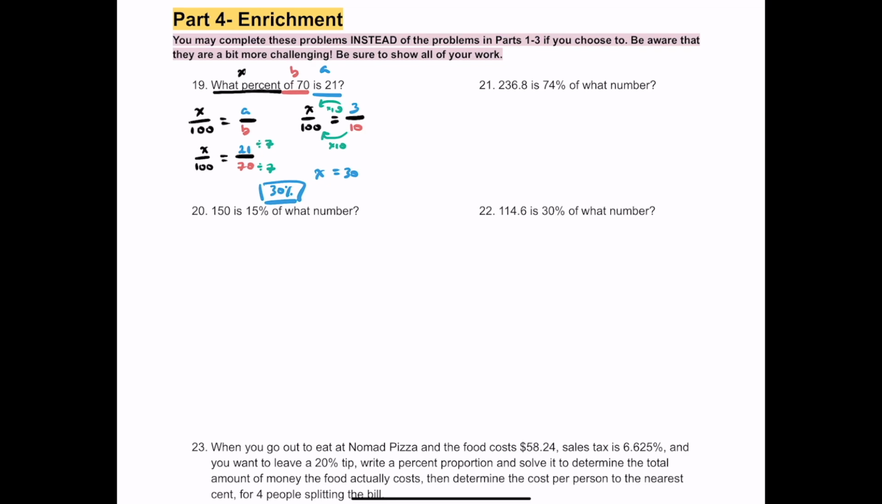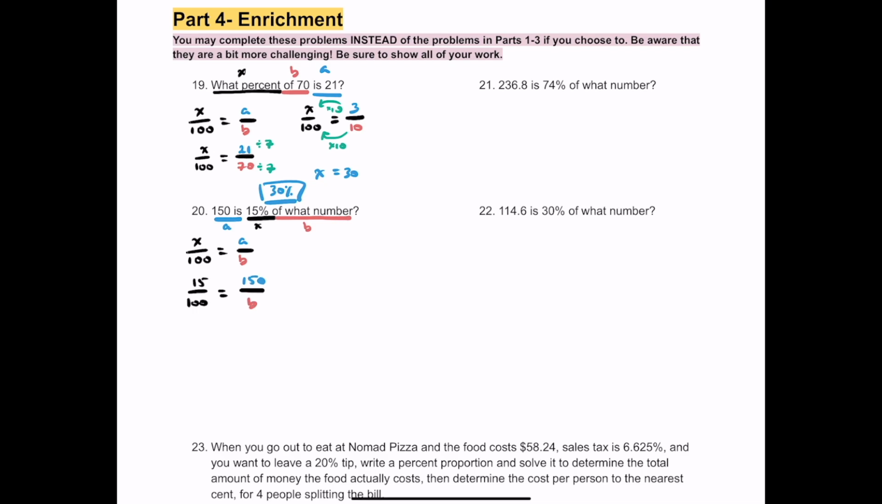Let's check out 20. We'll still use this percent proportion. The is on top. So remember, is over of. That's going to be the is. That's on top. The percent is going to be 15%. That's x. And it also says of what number. So of what number we don't know. That'll be our b value. So x is 15. 15 to 100 is equal to 150 to what number?